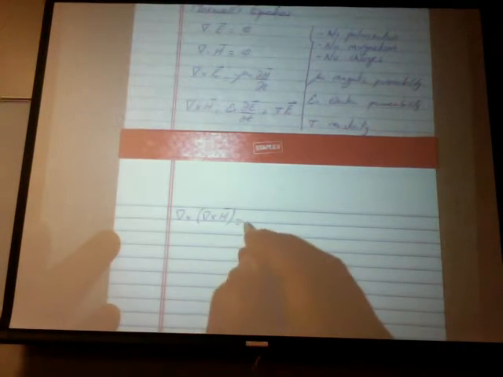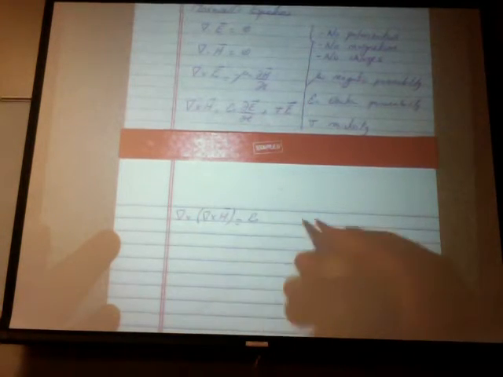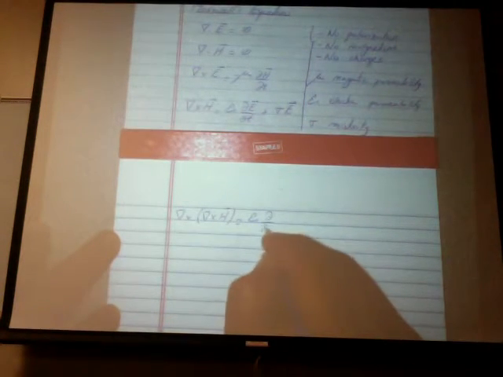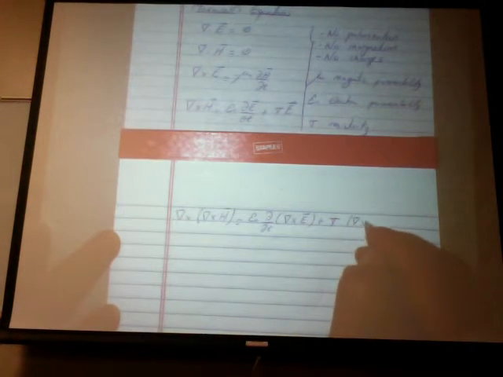So I'm going to take the fourth equation there, and I'm going to take the curl of that equation. So if I take the curl of H, that would be equal to epsilon 0 times d/dt times the curl of E plus sigma times the curl of E.